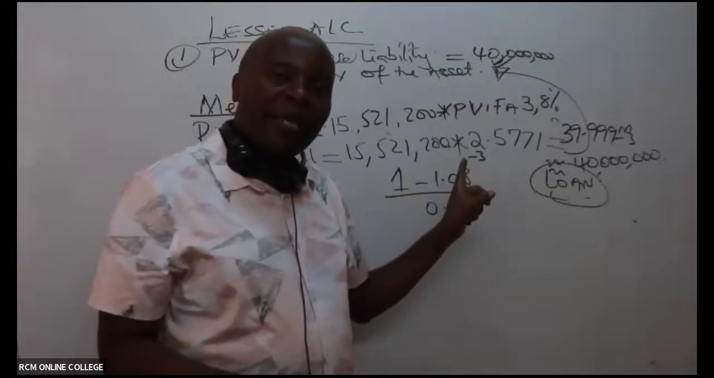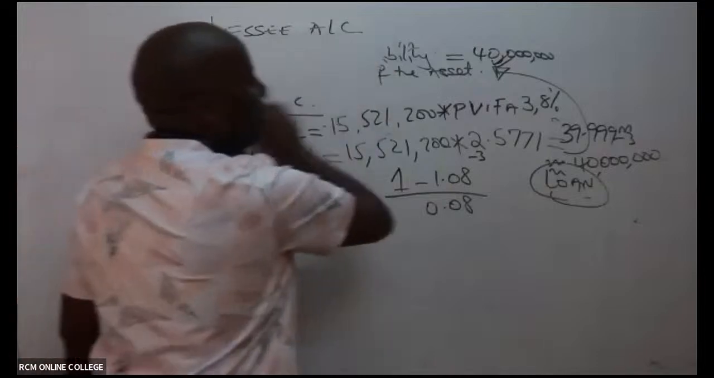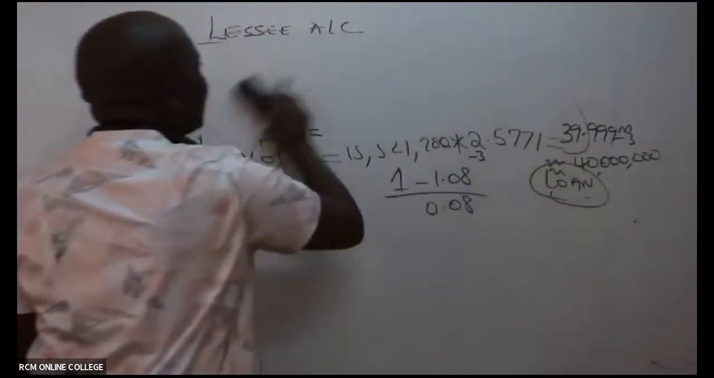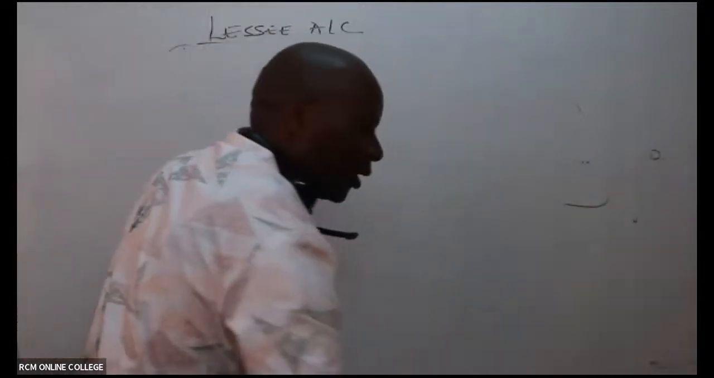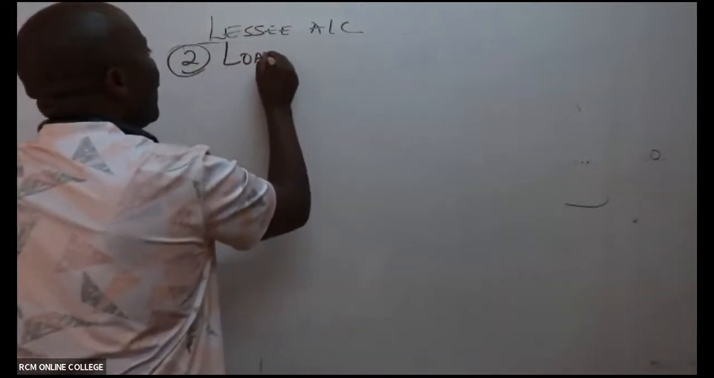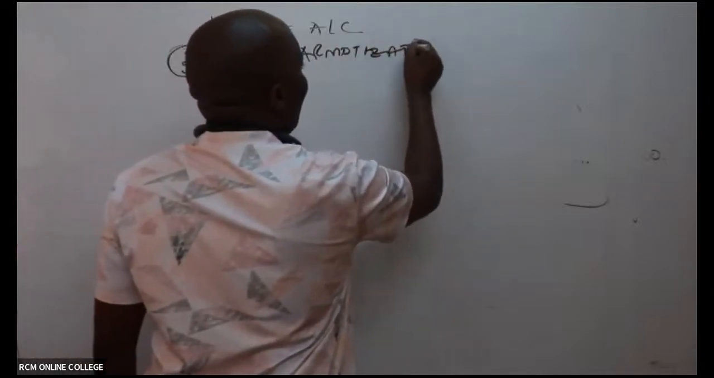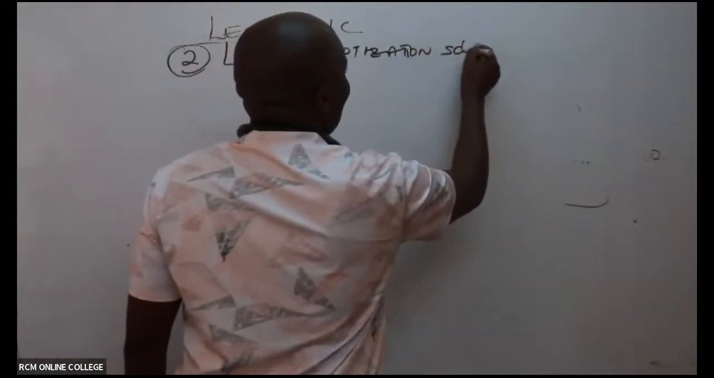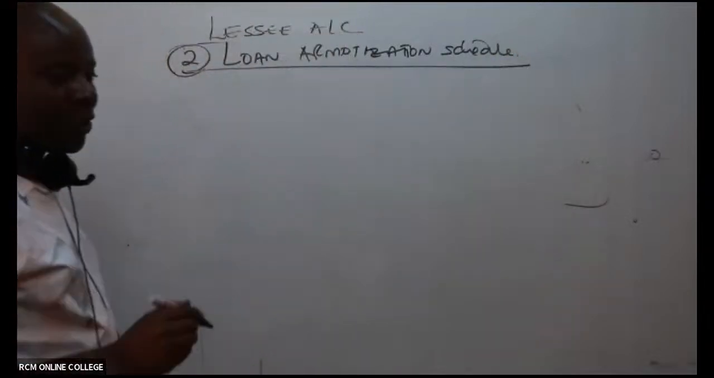So because he has been given this as a loan, the next step after you get this, step number 2, will be for you to prepare a loan amortization schedule for the lessee.